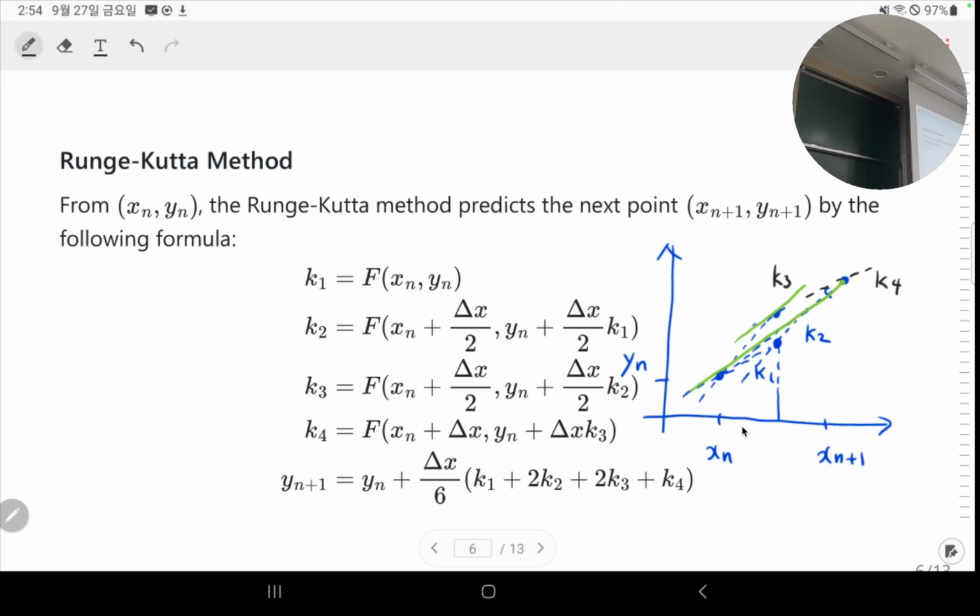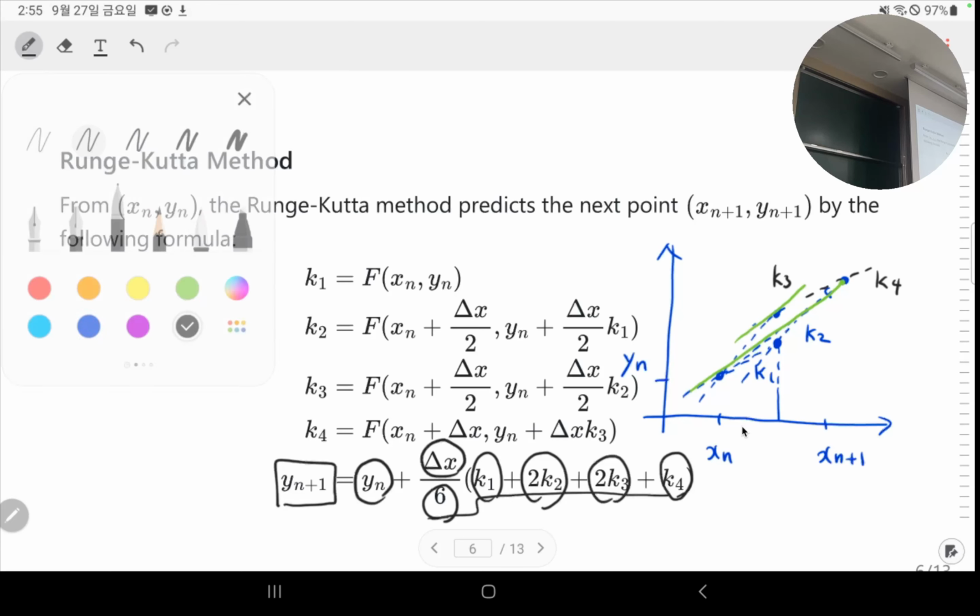next point. So the weight is given here, 1, 2, 2, 1, and you add it 6 times, so you divide by 6, and then this is going to be your slope that is supposed to be the accurate estimate of your next point. And then you multiply delta x to get the increment of y and add that to yn to get the next value of yn plus 1.